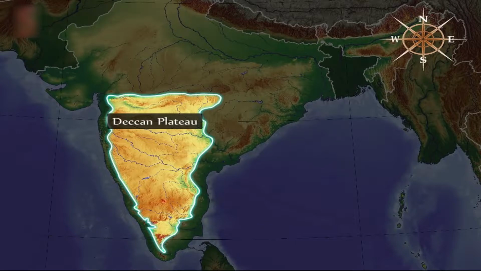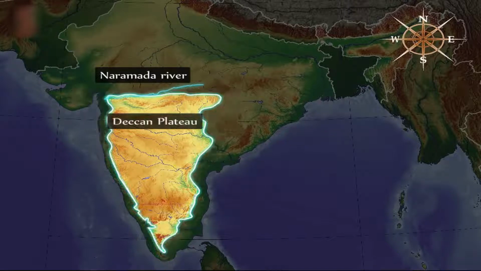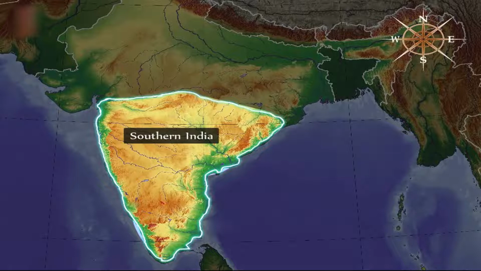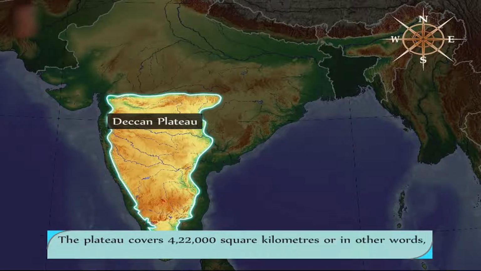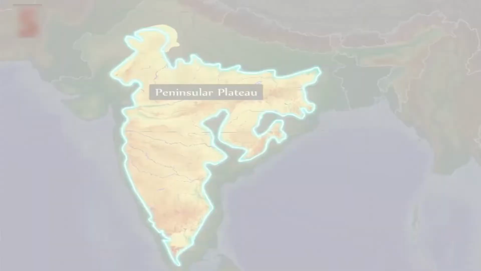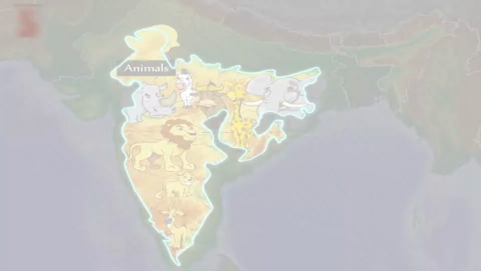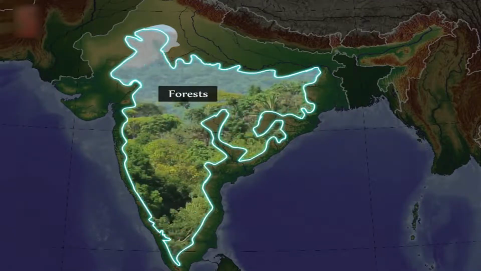B. The Deccan Plateau. The Deccan Plateau lies to the south of the Narmada River. It is triangular in shape. This plateau covers the majority of southern part of the country. The plateau covers 4,22,000 square kilometers, or in other words, 43% of India's total landmass. It is very big and has different sorts of vegetation, climate, geology and animals. Some of the forests on the plateau are older than even the Himalayan mountains.